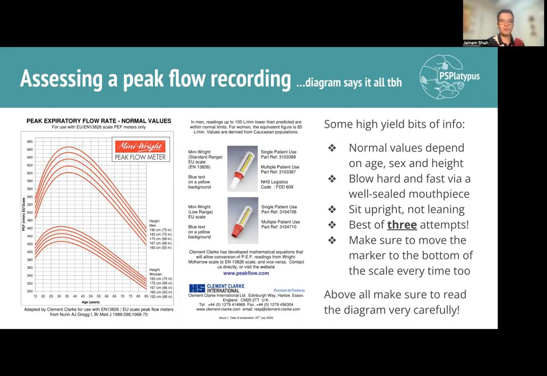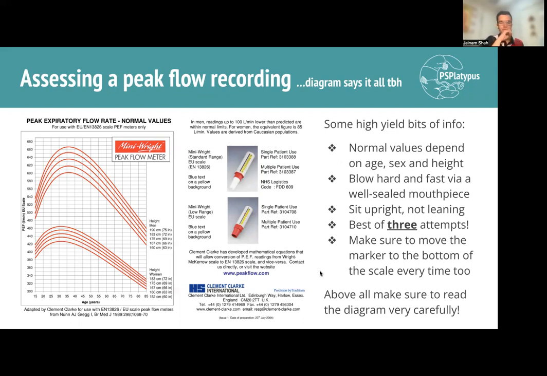Ask the patient to sit upright. Try not to have them leaning on it, unless it's an emergency situation and you can't actually get them to sit up. And of course, with practice, you will realize that every single time you do these attempts, you want to push back the marker to 0 so that you have no confounding errors at all.